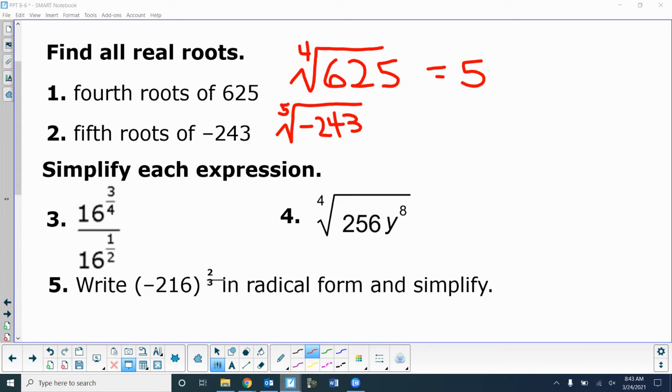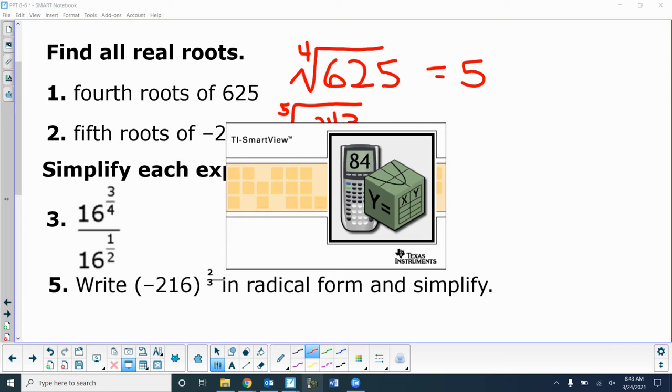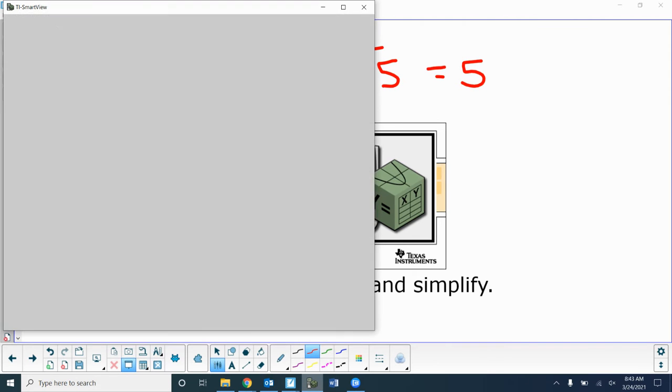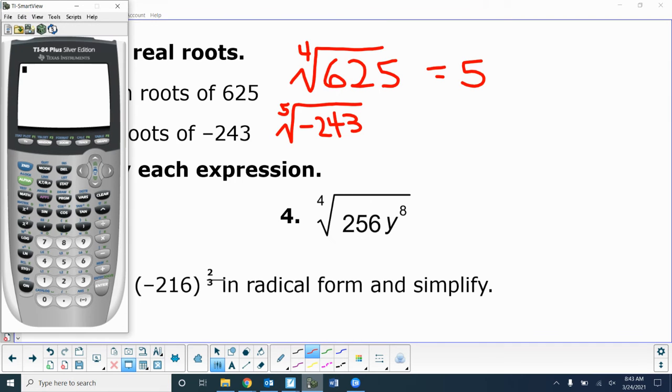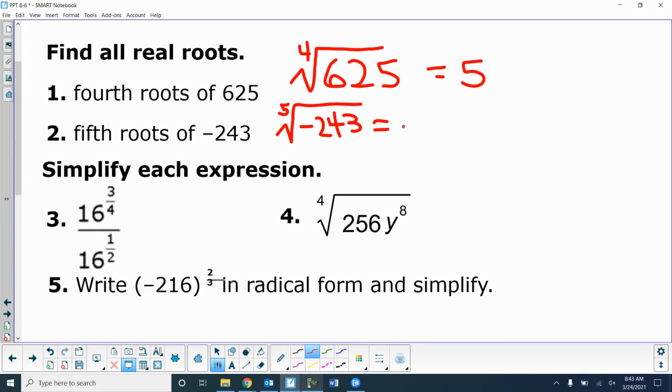And again, on your calculator, I'll show you where that is. Since I'm doing fifth root, I have to hit the number 5 first. So I hit a 5, and then I go to math and number 5. You're telling the calculator that I'm taking the fifth root. And what was it, negative 243? So it's negative 3. Okay?